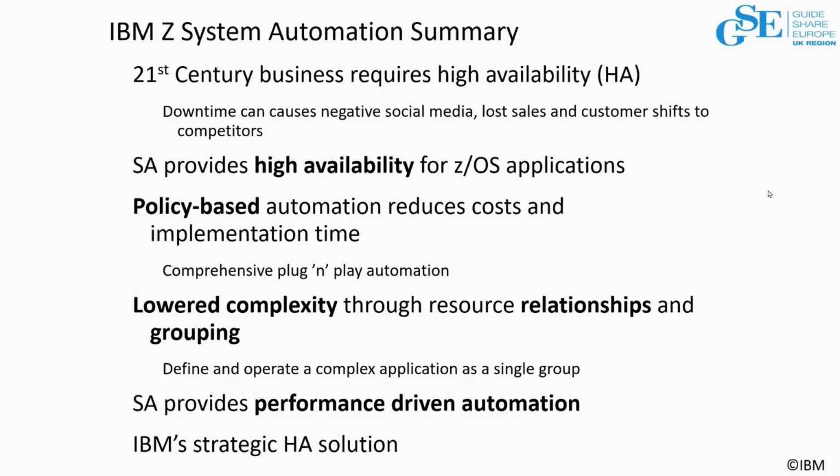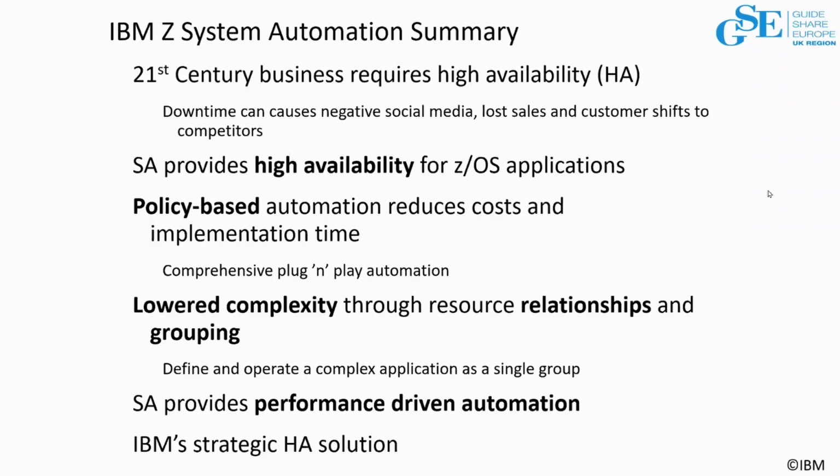So policy-based automation reduces your costs because it reduces definition time, it reduces the amount of scripts you need to write, and the scripts you do need to write are reduced in complexity because you can call system automation provided functions which will do common things for you, so you don't have to code them yourself. It lowers the complexity of your operation by having the relationships and groups defined in policy, and then you can manipulate something as a single group rather than the individual components of that group.